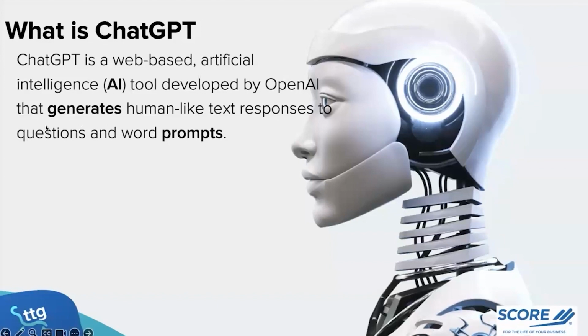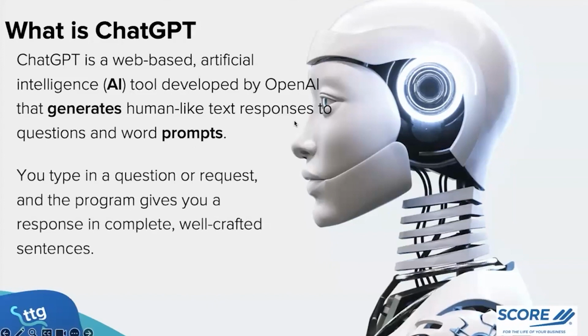Basically, it's generating human-like, that's an important word, text responses to questions and word prompts. And you'll see that this is why this is referred to as generative, and we're going to talk a little bit about that. You basically type a question or a request, and the program will give you a response, in complete, well-crafted sentences.